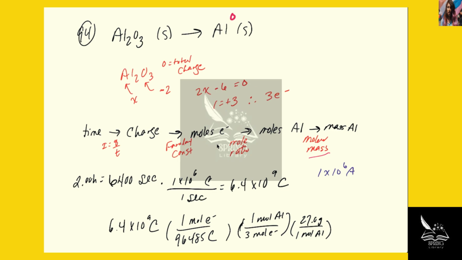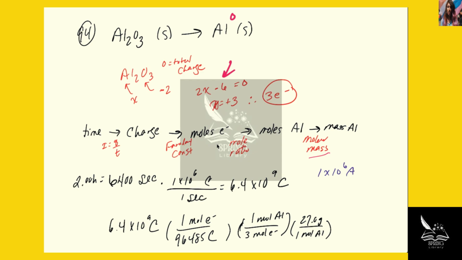The oxidation state of aluminum in aluminum oxide, if we know that oxygen from our oxidation state rules is always -2, and we assign aluminum to be x, gives us the equation 2x minus 6 equals 0, 0 being the fact that this is a neutral species. That means that x, or the oxidation state of aluminum, is +3, and therefore there are 3 electrons needed to reduce the aluminum to its pure form.